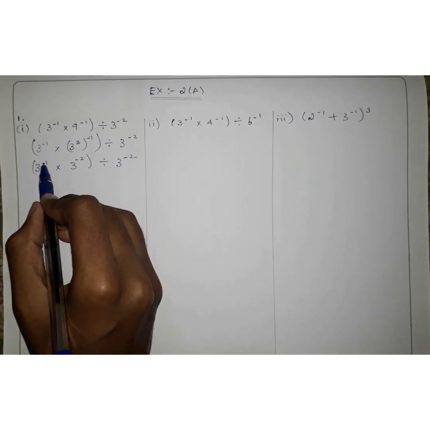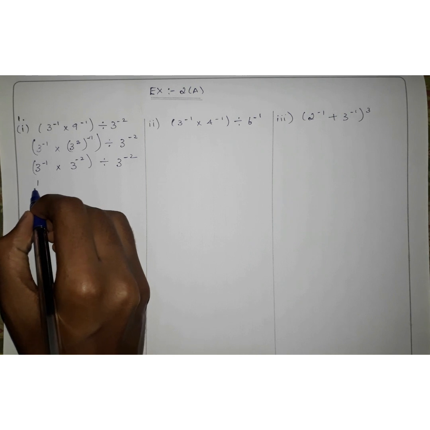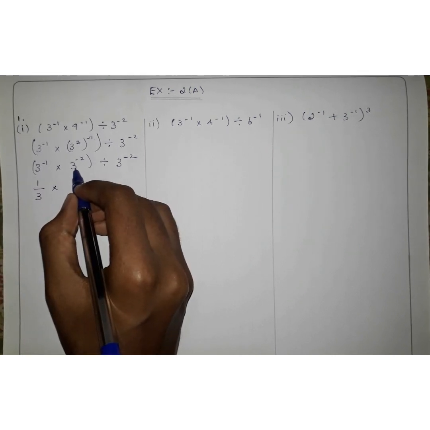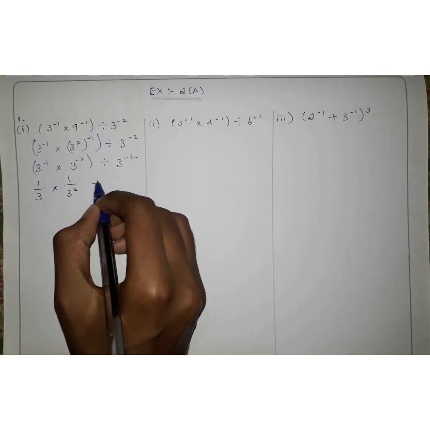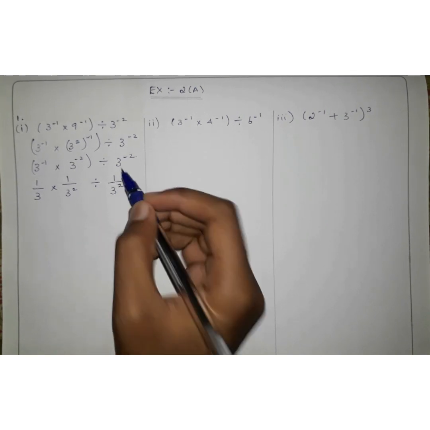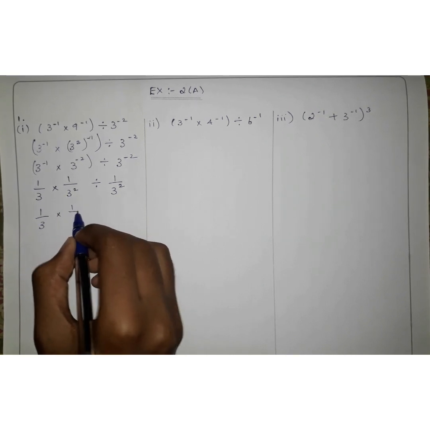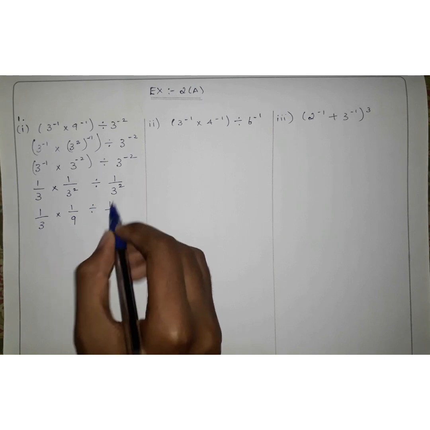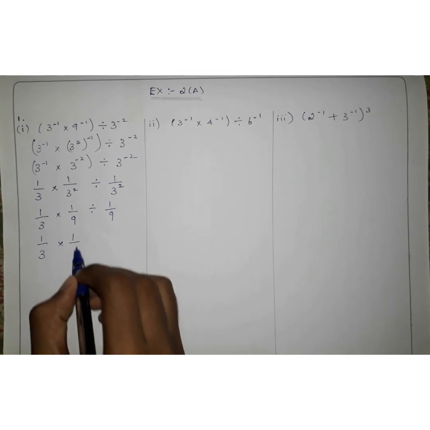You know that in order to take the minus sign from the power, we need to reciprocal it. So if we reciprocal 3, we'll get 1 by 3. And if we reciprocal 3 to the power minus 2, we'll get 1 by 3 square, divided by, if we reciprocal this, 1 by 3 to the power 2. Now 1 by 3 into 1 by 3 square is 1 by 9, divided by 1 by 3 square is 9. So I'll write as it is 1 by 3, 1 by 9 as it is.